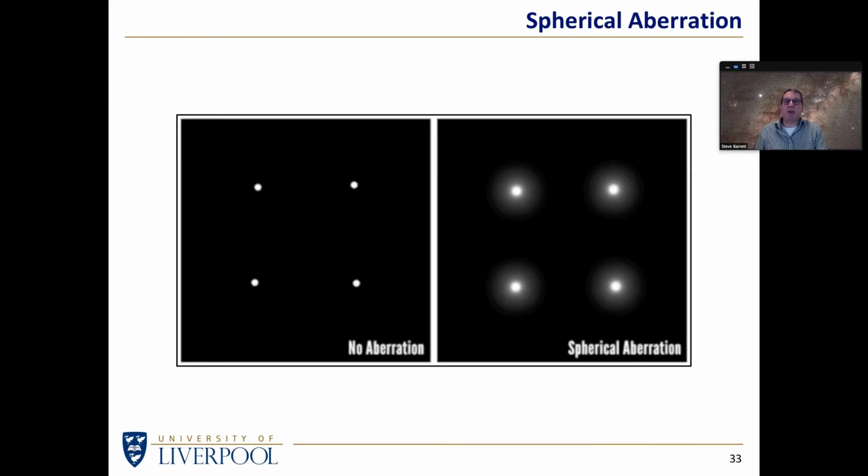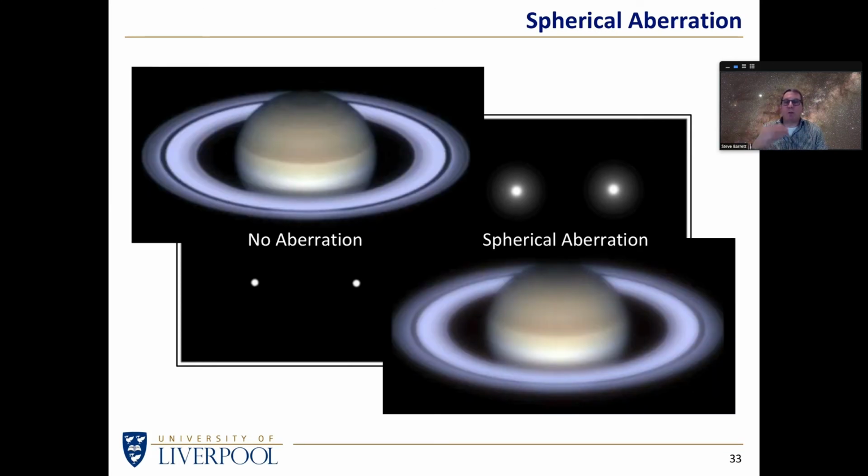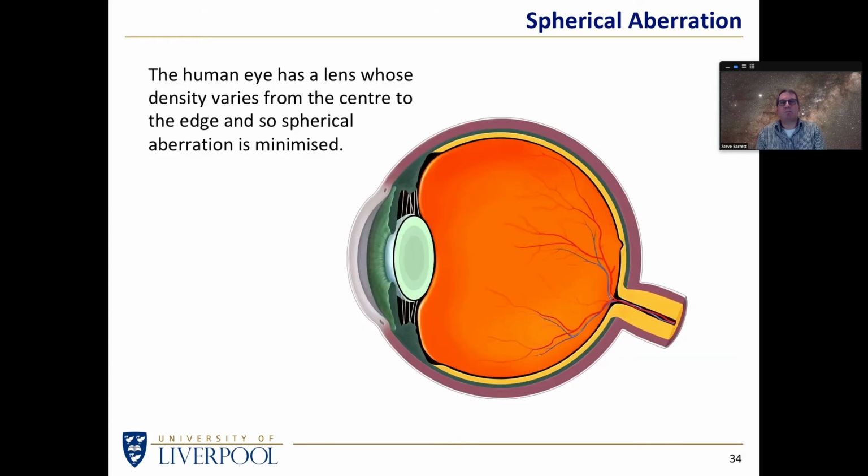If we have a think of what that might look like, again, in a sort of laboratory test, if we had 4 points of light on the left, what they would look like with spherical aberration is that most of the light would be concentrated in the middle, but you would then end up with halos around the bright points. And if you think about what it would look like in this simulation of what we would see of Saturn with no aberration, in the bottom right we see what that same image would look like if our optics were suffering from spherical aberration. We see a rather fuzzy looking object. It basically blurs the detail.